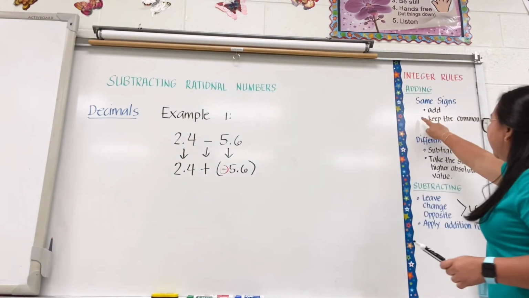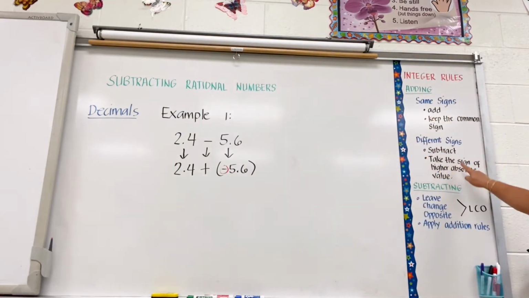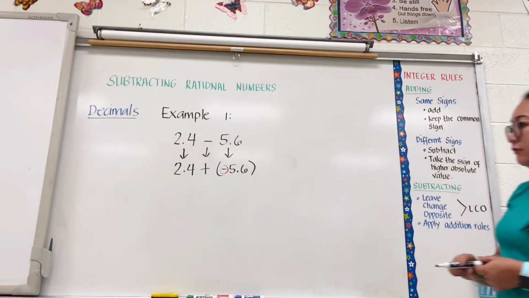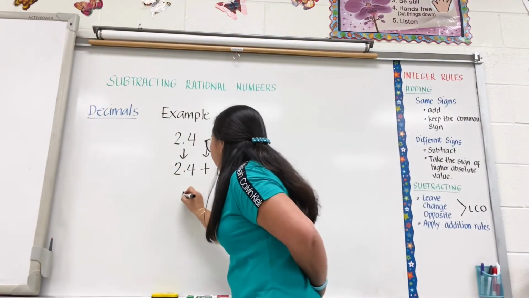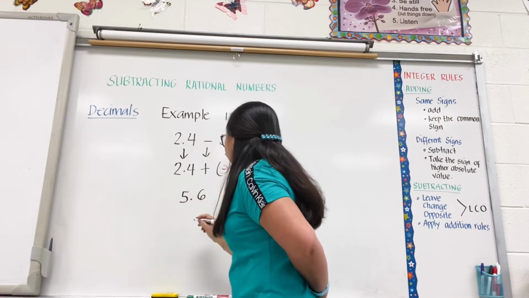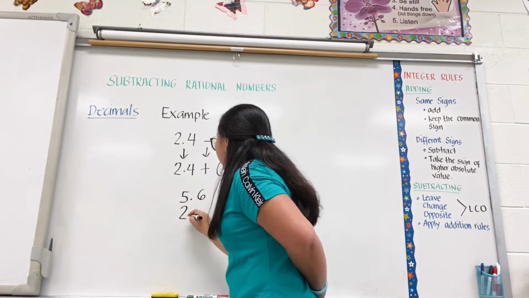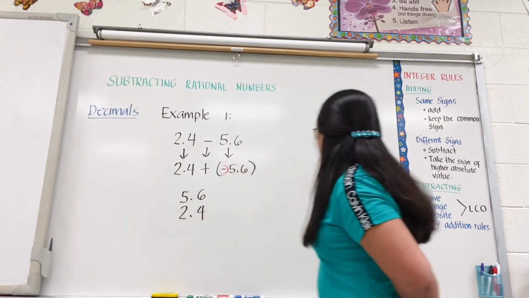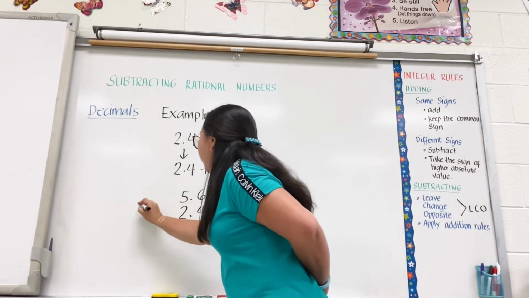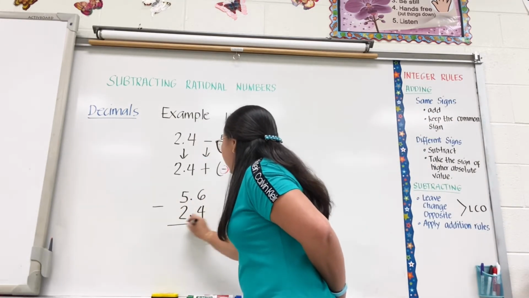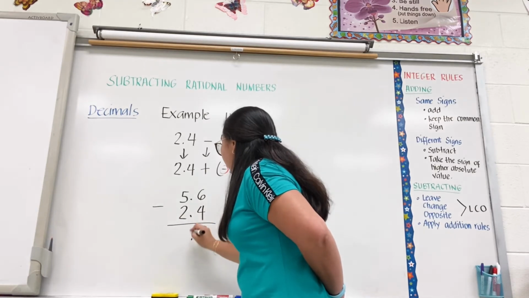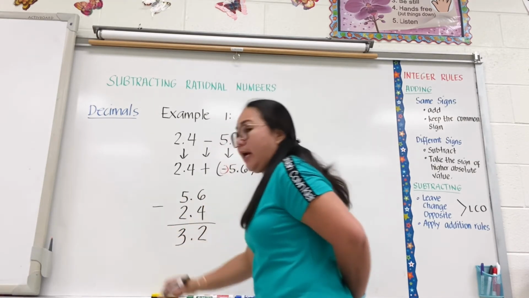So if they are different signs, you will subtract and take the sign of the higher absolute value. So I will rewrite this, 5 6/10. And then we have 2 4/10. It says subtract for different signs. So you will subtract. So 6 minus 4 is 2. 5 minus 2 is 3.